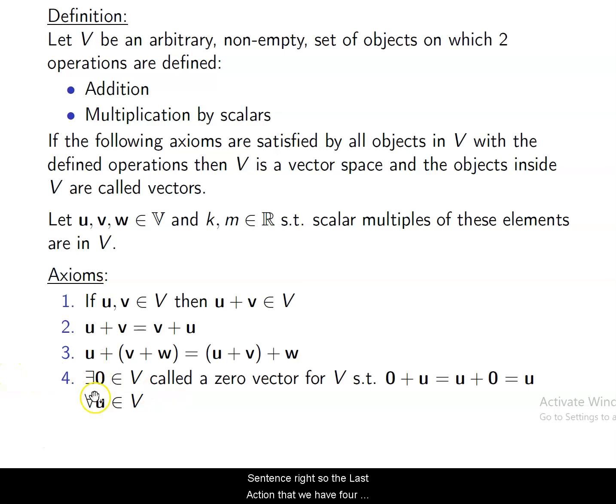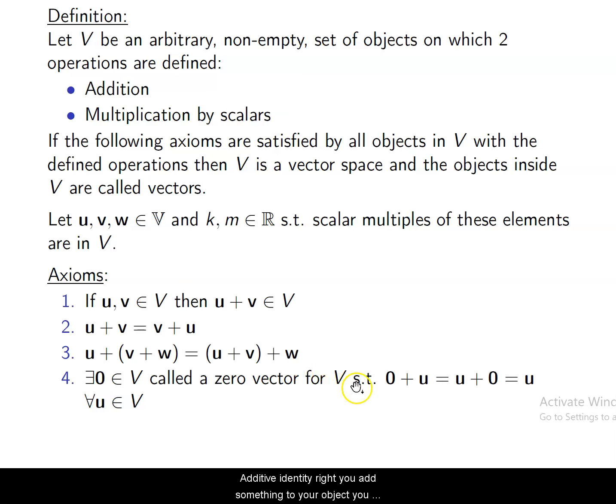The last axiom that we have for addition, again, there's 10 axioms total, so these are the 4 so far: closure under addition, commutative property of addition, associative property of addition, and an additive identity.